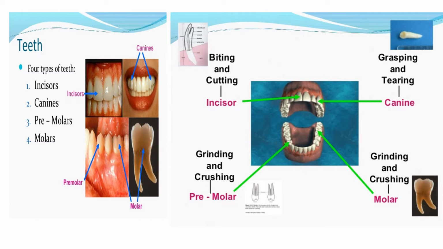Next to incisors, canines are present on either side of the flat teeth or incisors. They are used for tearing the food, and there are four canines in all. And the third one is premolars and the fourth one is molars. Premolars and molars both are broad and grooved teeth. They are present at the back of the mouth, and they are used for chewing and grinding the food.